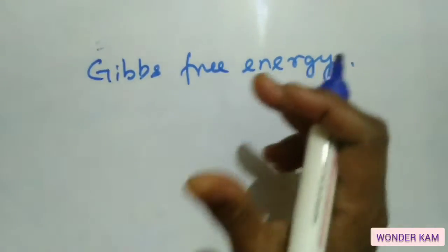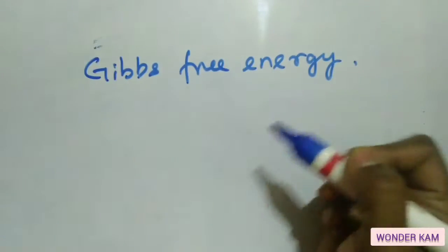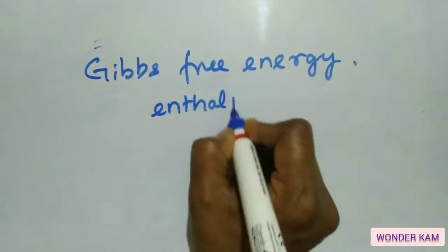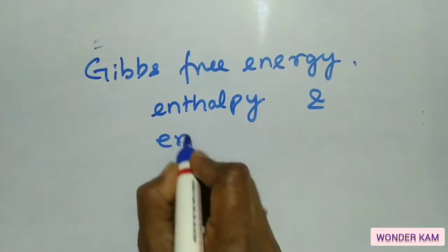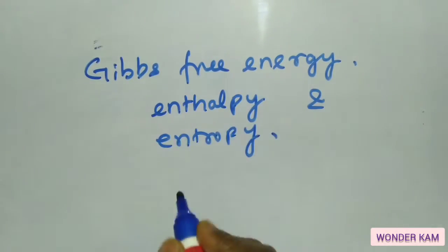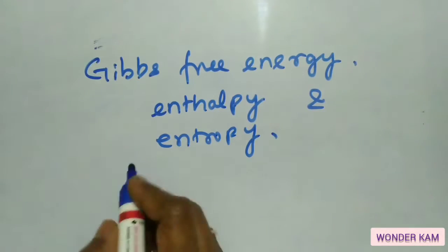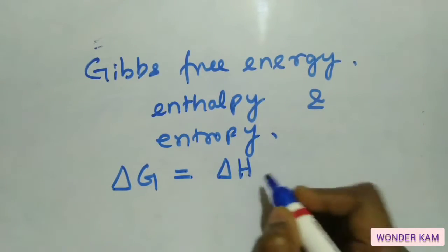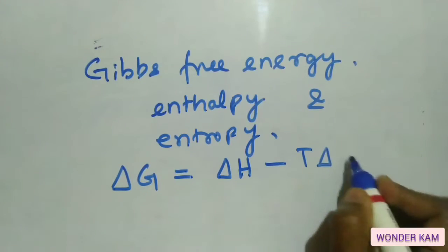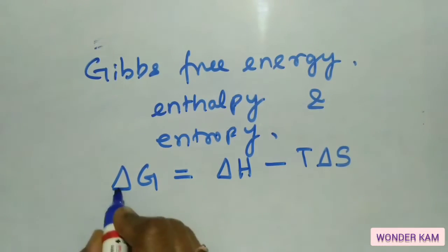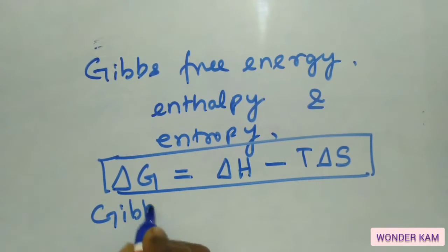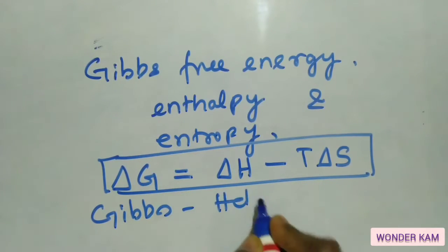And the change in Gibbs free energy takes both change in energy or enthalpy, and entropy of the system into its account. So change in Gibbs free energy will consider both the change in enthalpy as well as entropy, and this is known as Gibbs-Helmholtz equation.